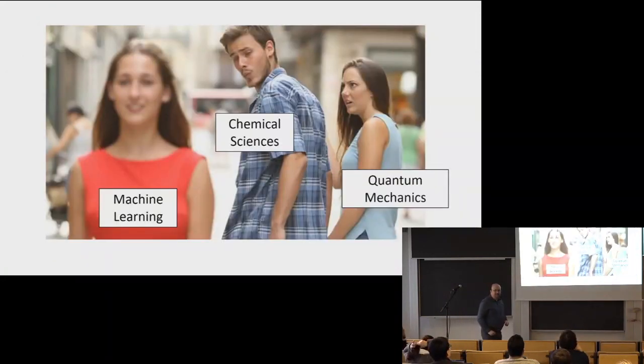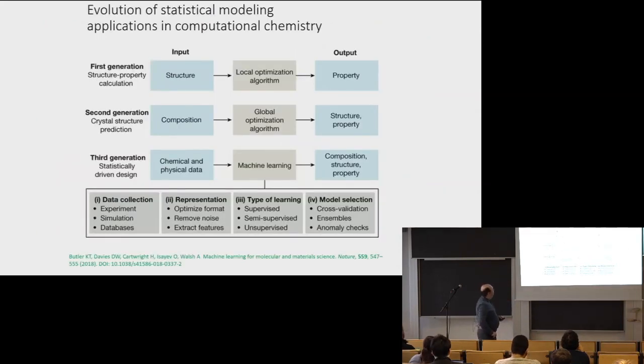Now, I think this is why we're here, right? We see that chemical science has really been attracted to machine learning, instead of the rigorous way of doing quantum mechanics. Recently we published a perspective in Nature, where we take a bird's eye view on the application of machine learning in molecular and material science.